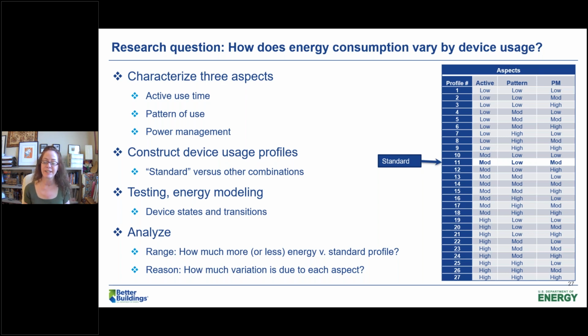So how do we analyze that? We're looking at 2 different things. One of them is the range: what kind of range do we get across all these profiles for the energy consumption, and how does that differ from the standard profile? And then what is causing that variation? Is it mostly because of differences in how much you're actively using that device, or is it also being driven by the pattern and the power management? Next slide, please.